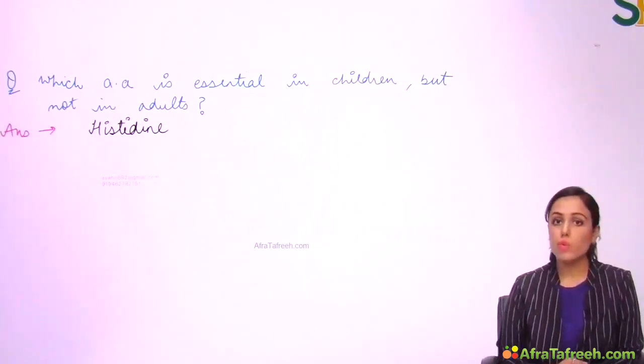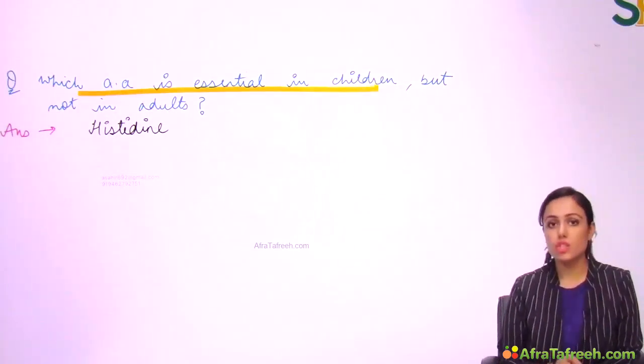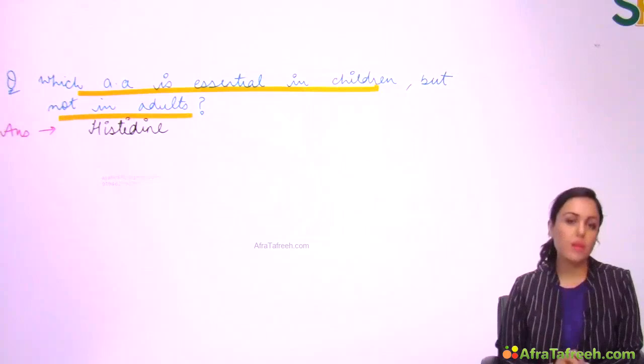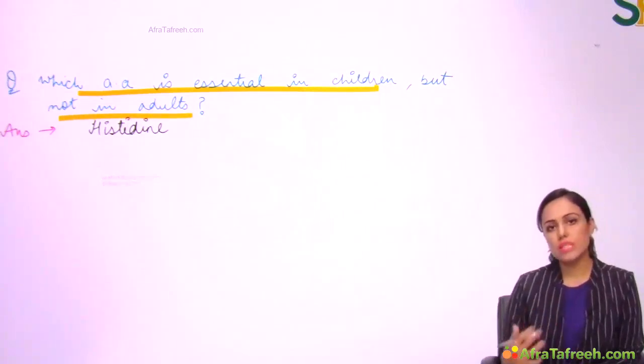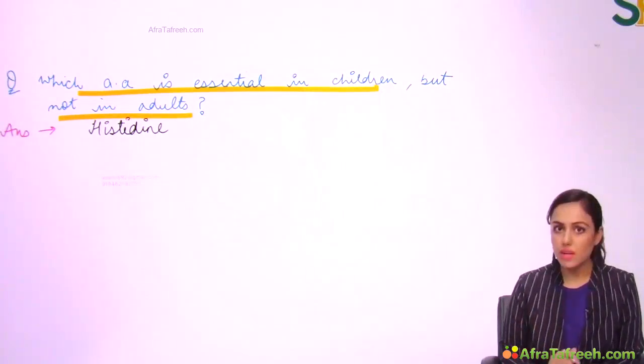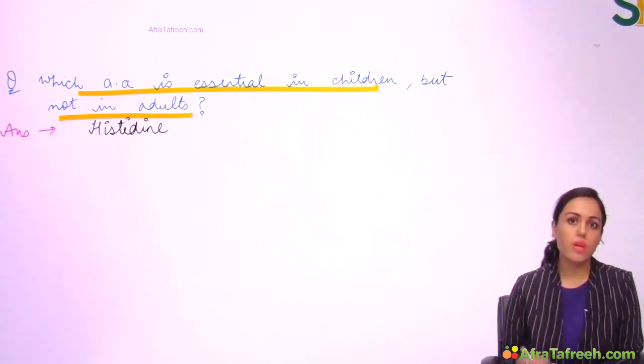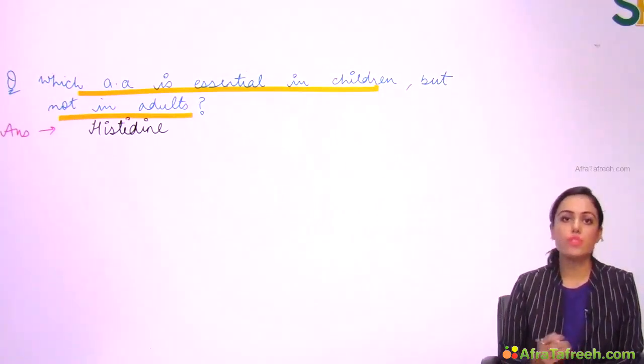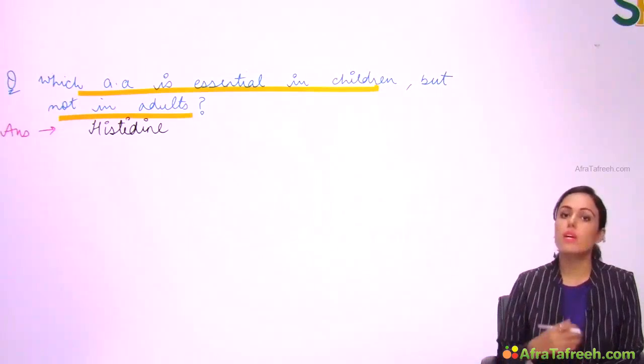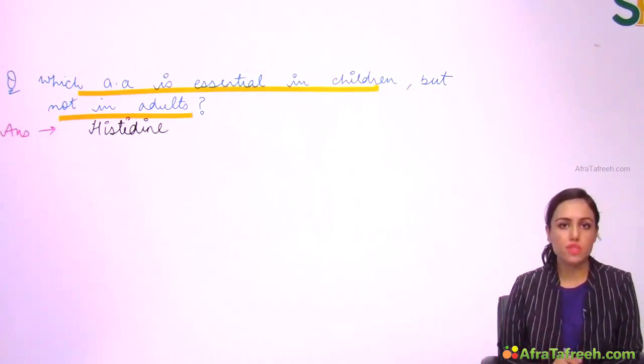And now if they ask you a question that which amino acid is essential in children but not in adults, then it is histidine. So you can see here that histidine can be synthesized in adults but cannot be synthesized in children. So when we say out of arginine, histidine, which is more towards essential category, we will say arginine is more towards essential category, right?